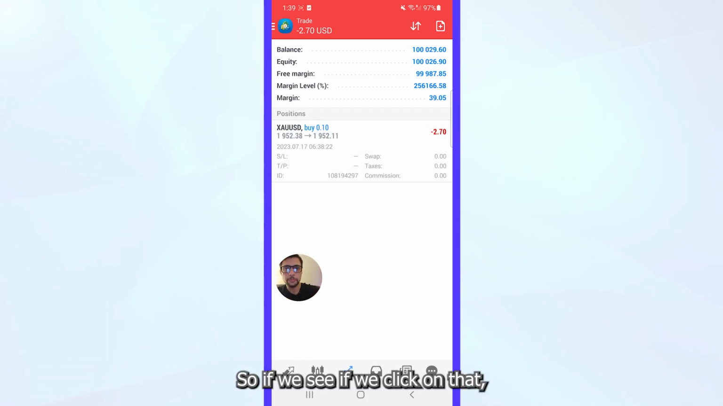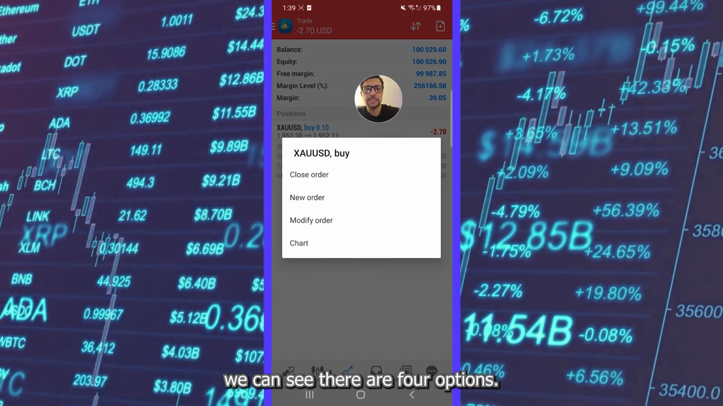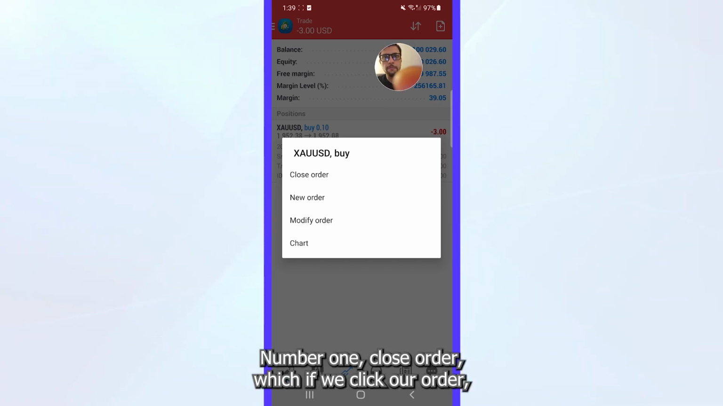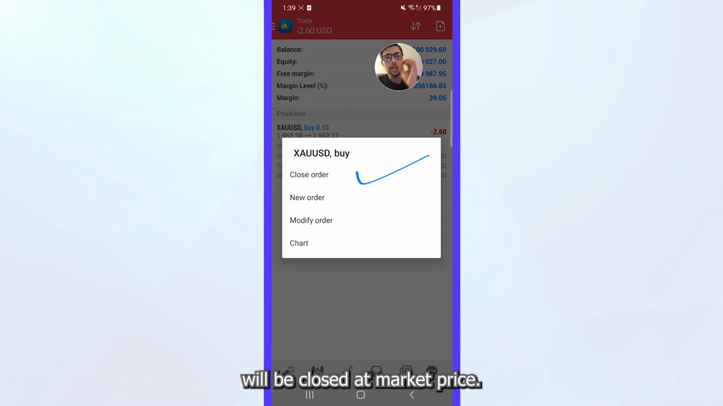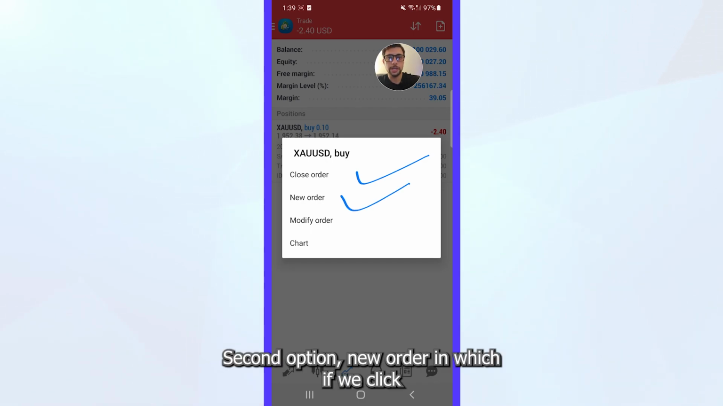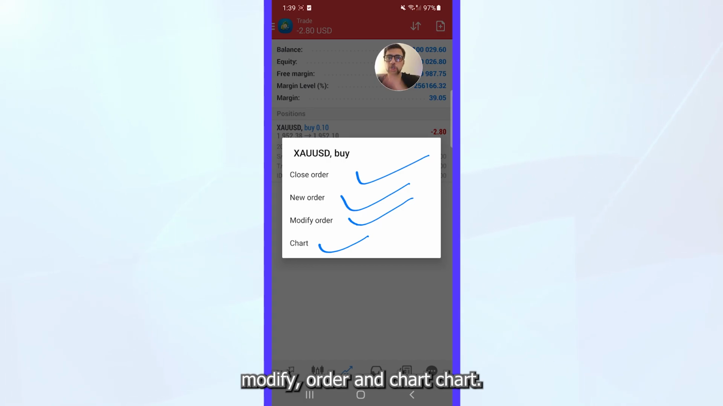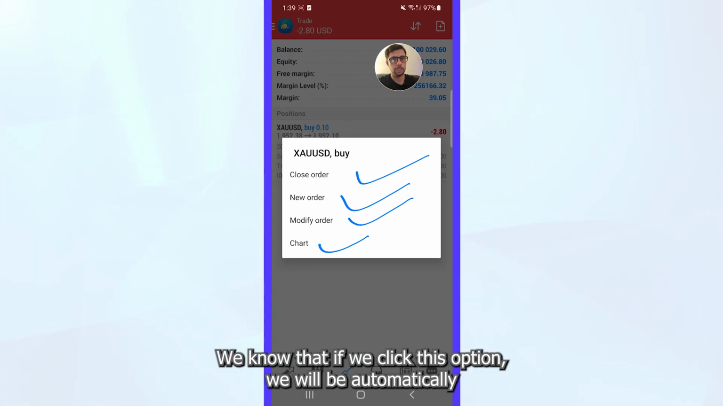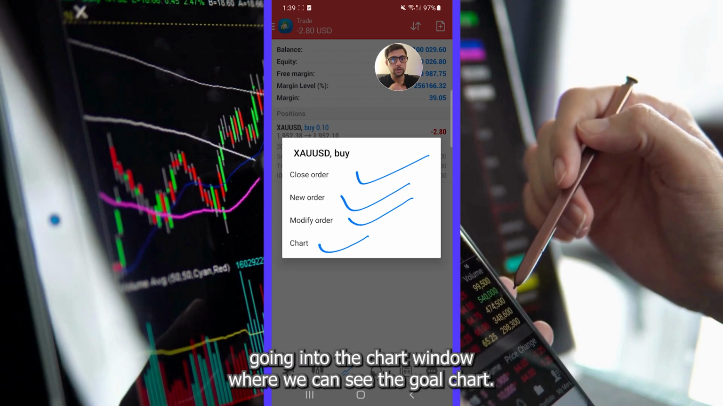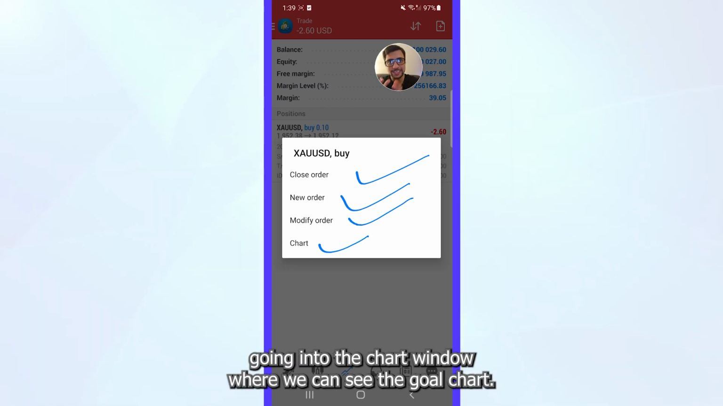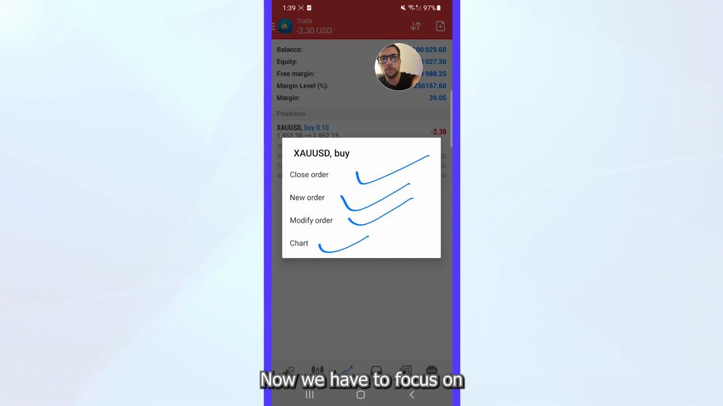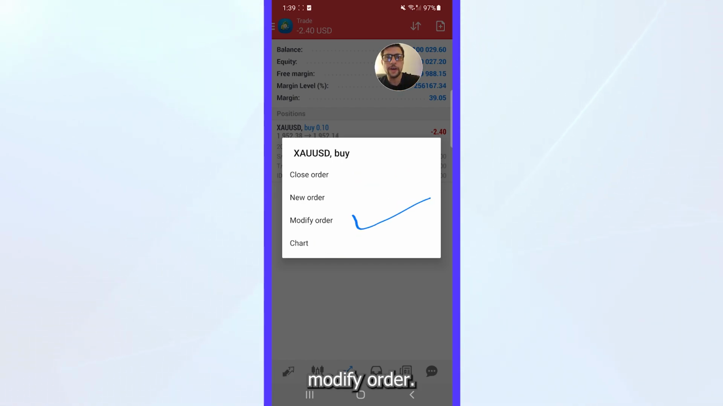So if we click on that, we can see there are four options. Number one, close order, which if we click, our order will be closed at market price. Second option, new order, in which if we click, a new order will be executed. Then modify order and chart. Chart, we know that if we click this option we will automatically go into the chart window where we can see the gold chart. Now we have to focus on modify order.